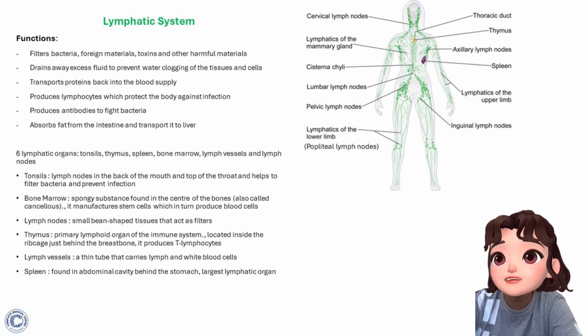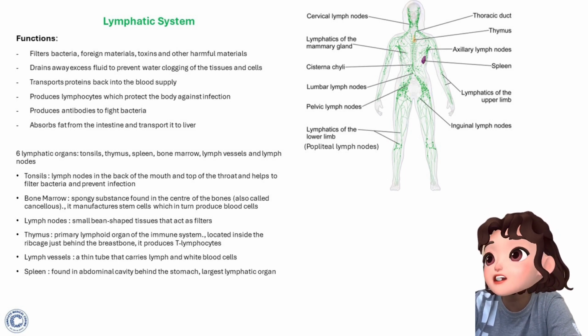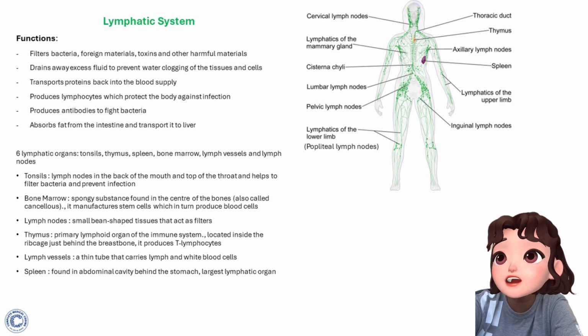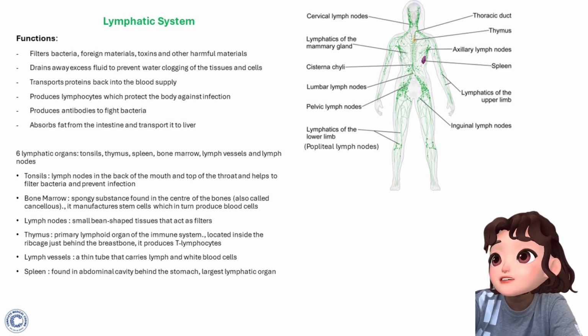Lymph nodes. Lymph nodes are small bean-shaped tissues that act as filters. You can see in the picture, all lymph nodes are small bean-shaped tissues and they act as filters. There are different lymph nodes as mentioned in the picture: cervical lymph nodes, lymph nodes of the mammary gland, lumbar lymph nodes, pelvic lymph nodes, axillary lymph nodes of the upper limb, inguinal lymph nodes, then lymph nodes of the lower limb. Lower limb lymph nodes are called popliteal lymph nodes.